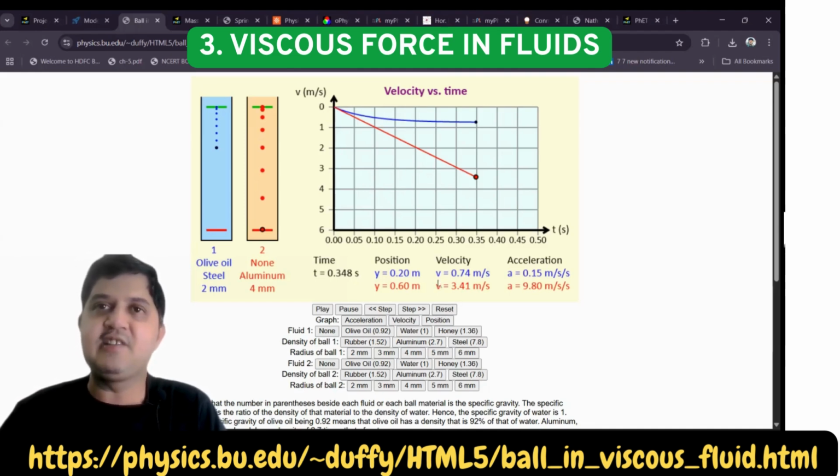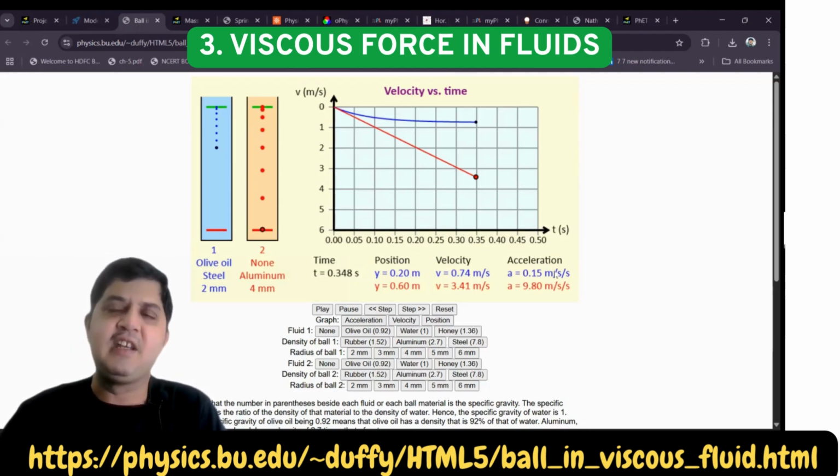Okay, why does it not reach the terminal velocity? You need to look at what the buoyancy force is over here. You can ask questions regarding this. Why doesn't this ball reach a terminal velocity? What is the reason behind it?